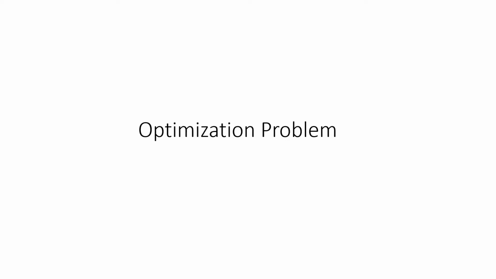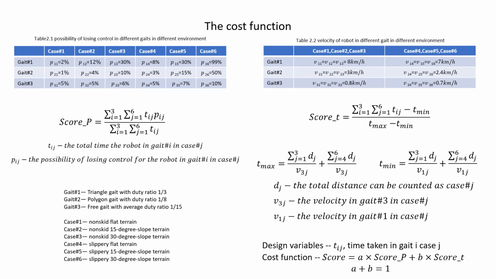Then I will talk about the optimization problem. The cost function is to evaluate the best pattern of gaits. In my project, I choose 3 typical gaits as choices. The triangle gait with a duty ratio of 1/3 to represent the most time-efficient gait. The polygon gait with a duty ratio of 1/8 to represent the balance of efficiency and stability, and the free gait with the average duty ratio of 1/15 to represent the most stable gait.